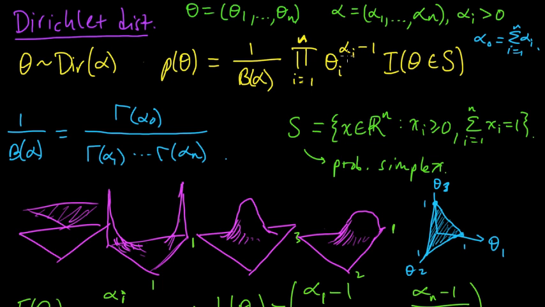So by setting alpha 1 between 0 and 1, you can get this sort of behavior. For this other type of situation, you would have to set alpha 3 also between 0 and 1. Hopefully that gives you some intuition for how you can get different types of distributions using the Dirichlet distribution.